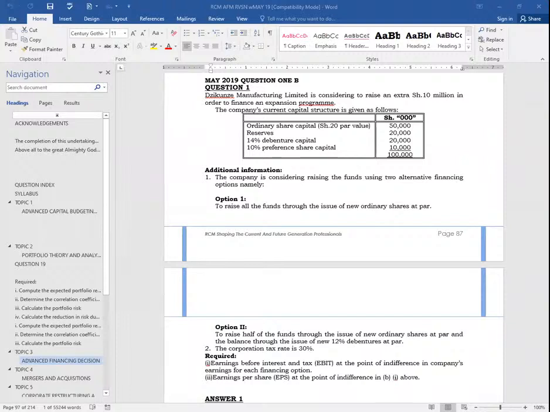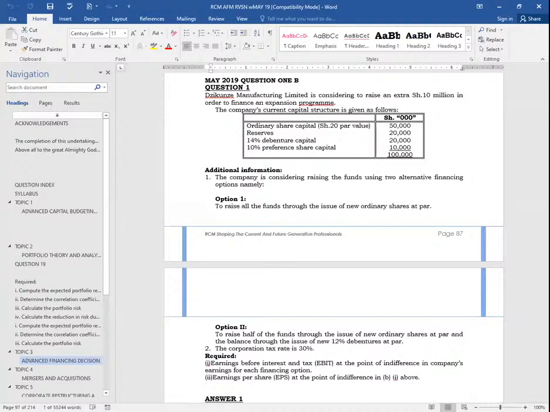That will end up giving me what figure? 0.5 million. So we have here 0.5 million. And therefore, our total number of ordinary shares will be 2.5 plus 0.5, which will end up giving us how many shares? 3 million. Number of ordinary shares will be 3,000.